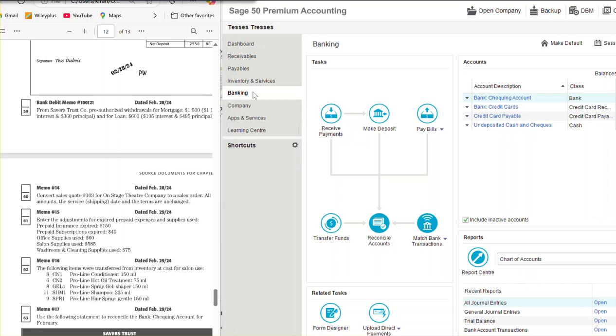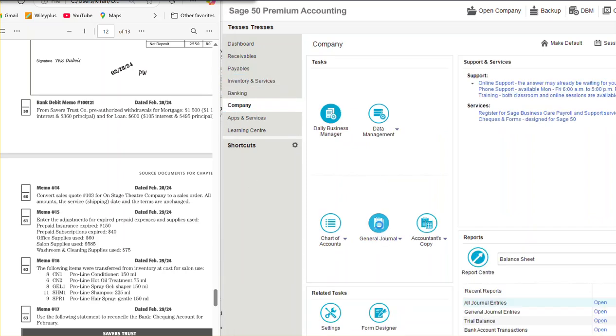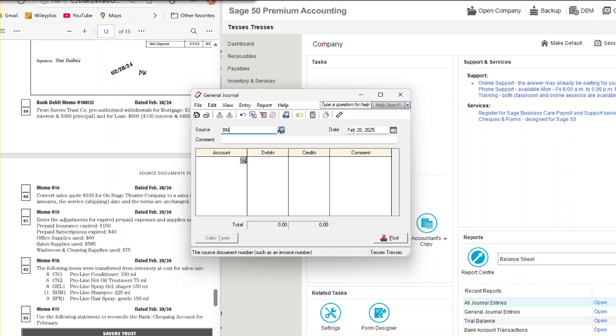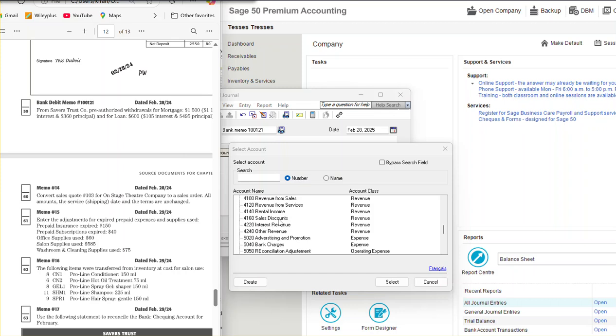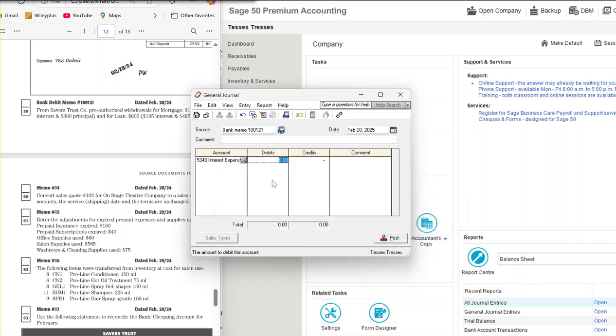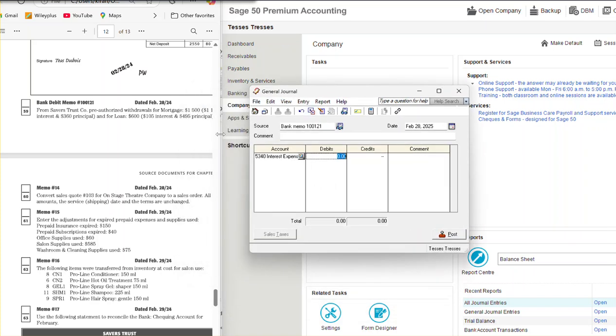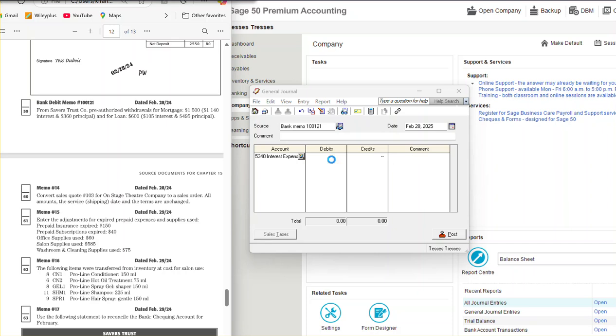We are going to go to company, general journal. I will say bank memo 100121. The date is the 28th. My debit will be, what we are going to do is we are charging the mortgage and the principal, and we have some interest. First, let's go to 50. We have interest expense. The amount of interest expense is 1140.